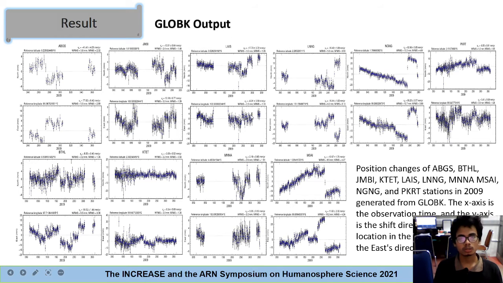GLOBK output. This is some local deformation graphs and position changes of all SuGAr GPS stations in 2009 generated from GLOBK. The x-axis is the observation time and the y-axis is the shift direction of the receiver's location in the north direction and the east direction.